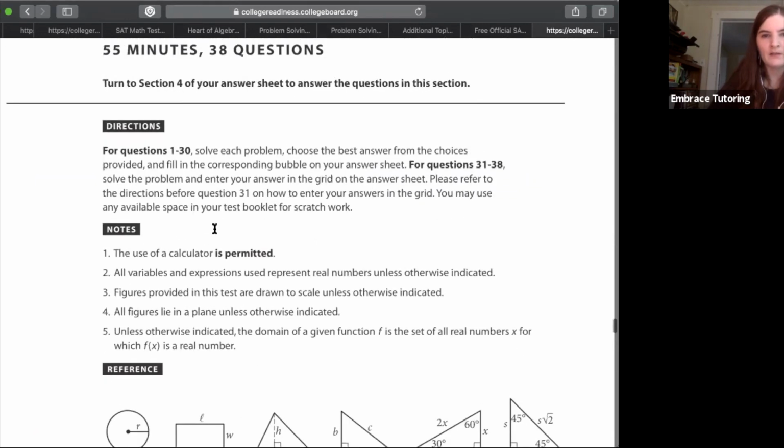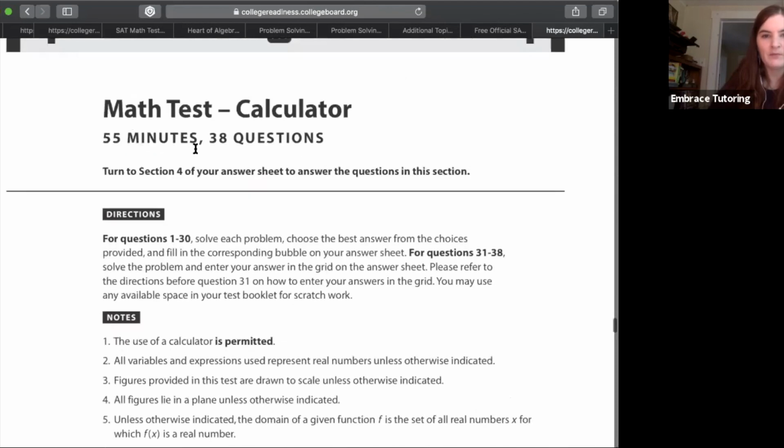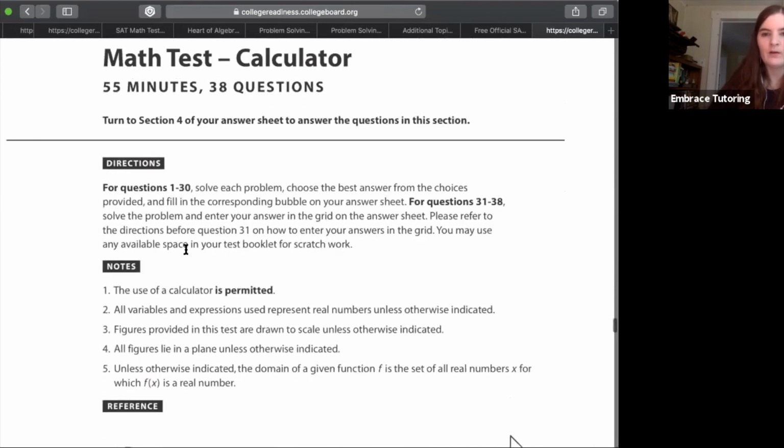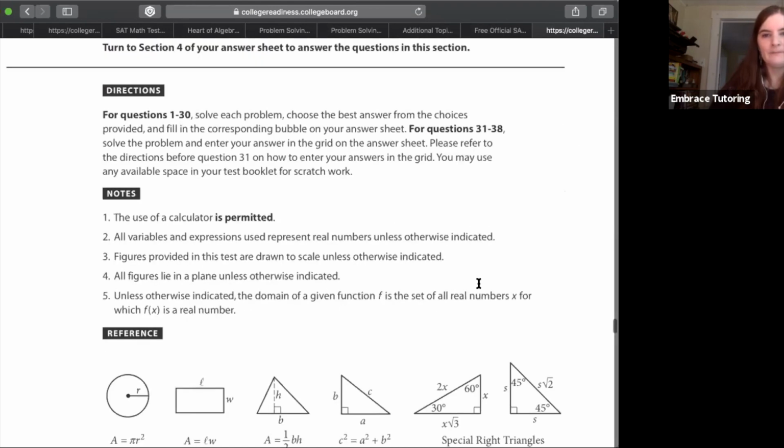So again, the only difference between the instructions for this section is that you have 55 minutes, 38 questions, 1 to 30, rather than the 1 to 15 before, and then 31 to 38. So you have more questions that are focused on the grid-type style of response for this test, because you have more questions in general. And so that makes sense.